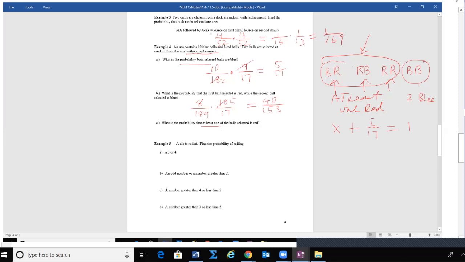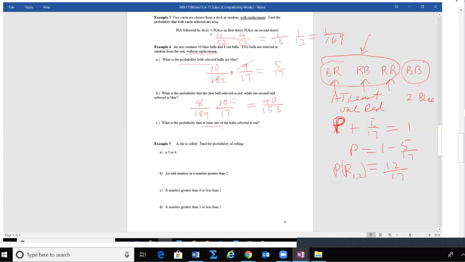So the probability that we need right here, let's call this P for probability. That probability is just 1 minus 5 over 17, which is 12 over 17. So the probability of at least one red, in other words, 1 or 2 reds, is 12 out of 17. And that's the fast way to do it. The other way would take more time. You'd have to compute each one of these probabilities separately.